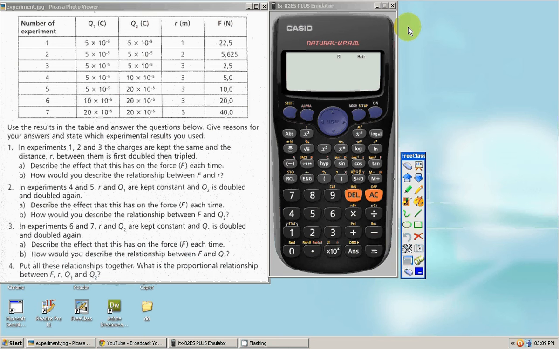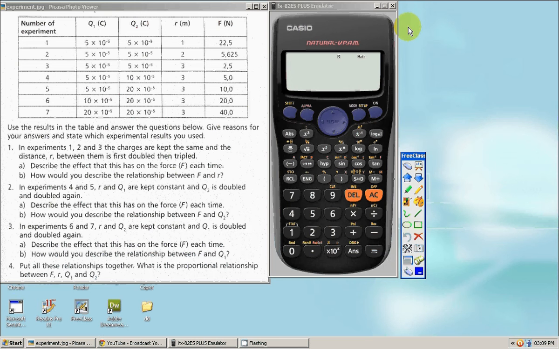In the last video we investigated the relationship between the distance between two charged objects and the electrostatic force that existed between them. So that was experiments number 1, 2 and 3. If we look at question 1, you'll see that is what we did in the last video. It says in experiments 1, 2 and 3 the charges are kept the same and the distance r between them is first doubled and then it's tripled. A, describe the effect that this has on the force each time.